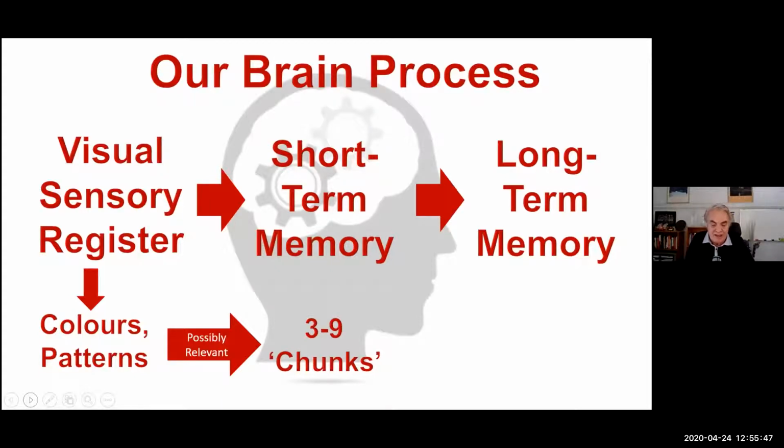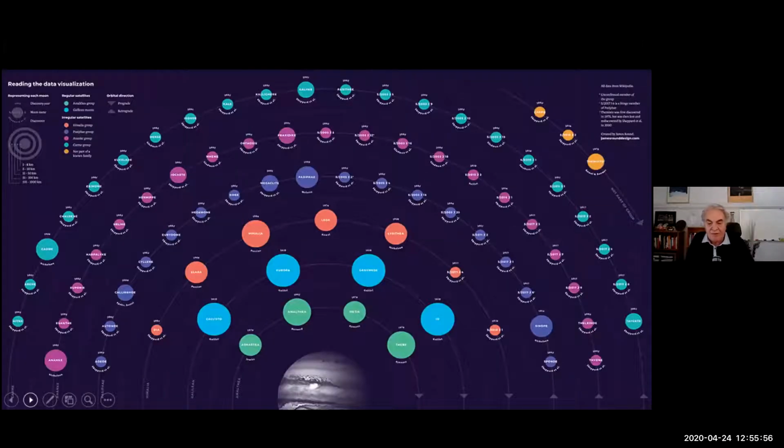But by rearranging the information in a more interesting way, I'm able to get them to absorb more and then take that and put it into their long-term memory. Here's 2 examples. I'm not sure if you're aware, but Jupiter at last count had 79 moons. And this graphic really helps me to be able to understand that.